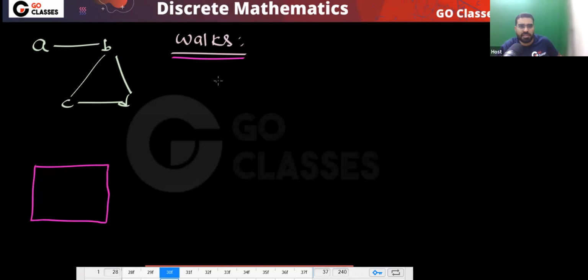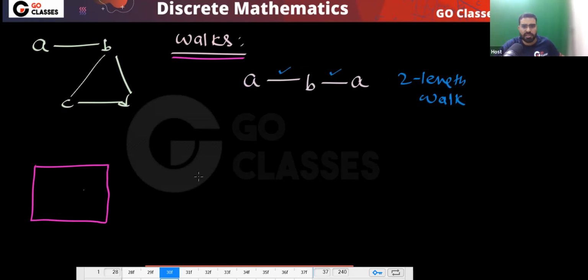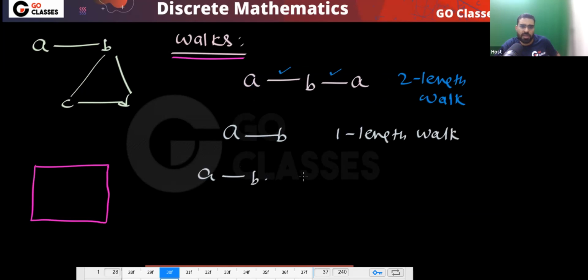For example, you can easily see that this is a walk. From A you can go to B, from B you can go to A. This is a two length walk, because length of walk means number of edges, and there are two edges. This is a one length walk. For example, A to B, then C, then D. This is a three length walk.